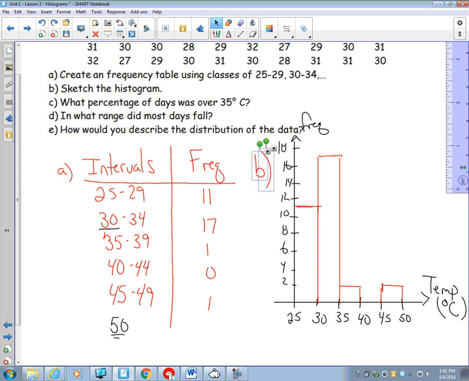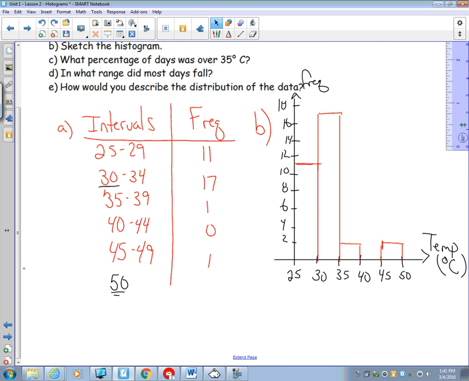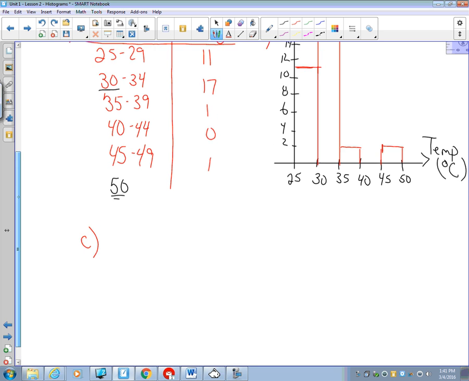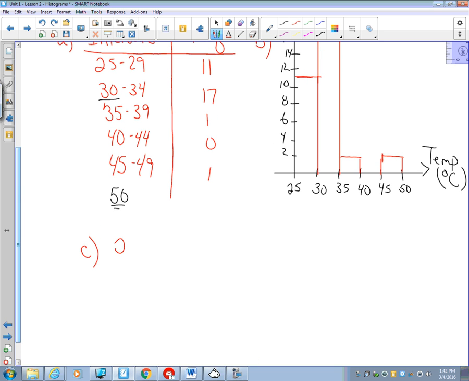Okay, part C. What percent of the days was over 35? Using our table or our graph, over 35, from the table I can see there's 2 of them. How many things did I have altogether? If I add them up, I got 28, 29, 30. So 2 out of 30 as a percentage would be 6.67%.